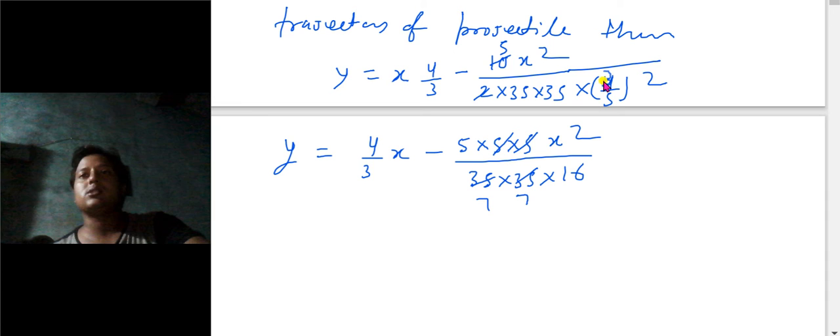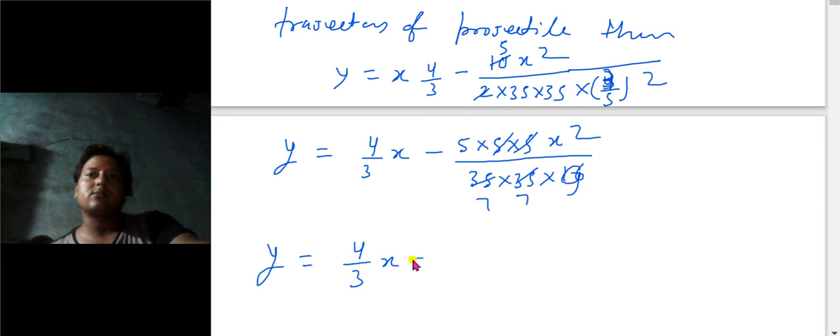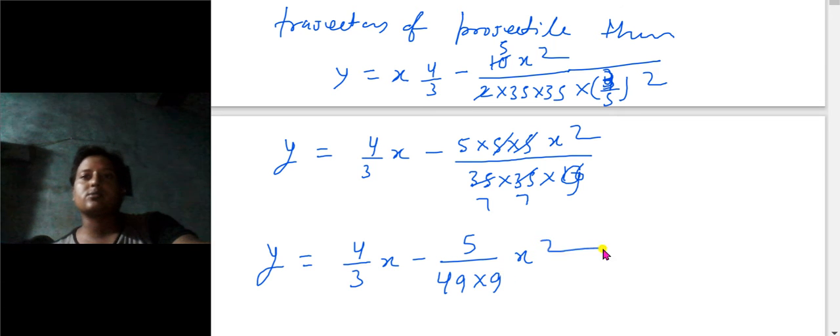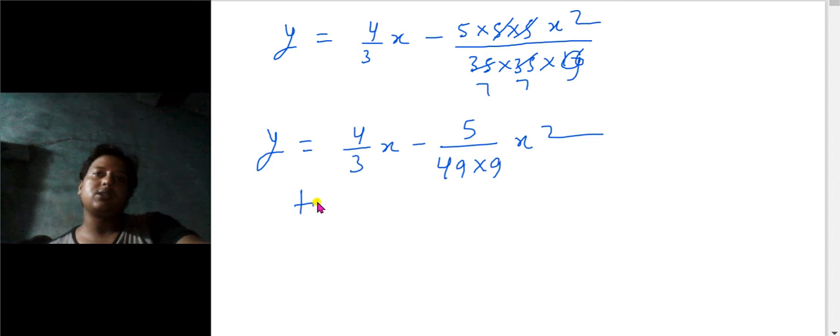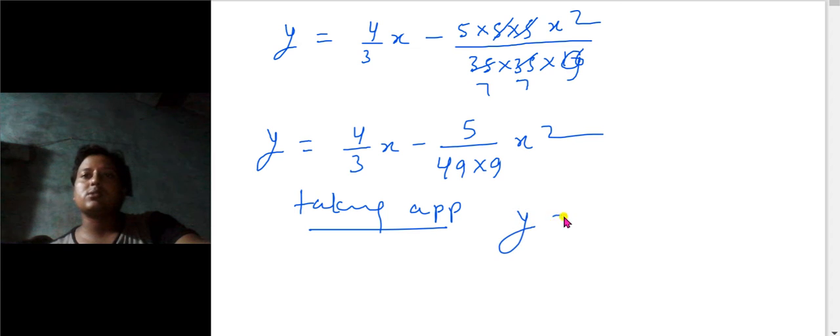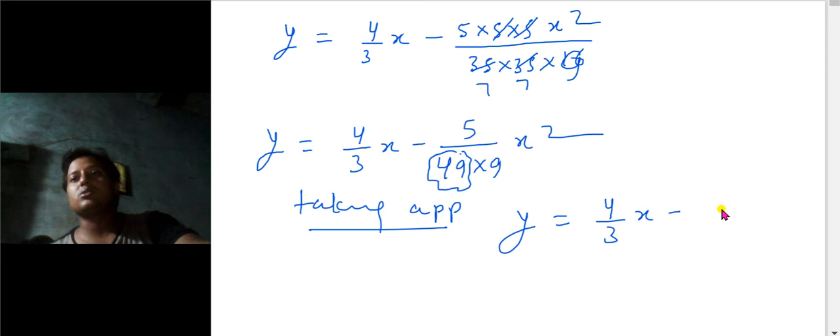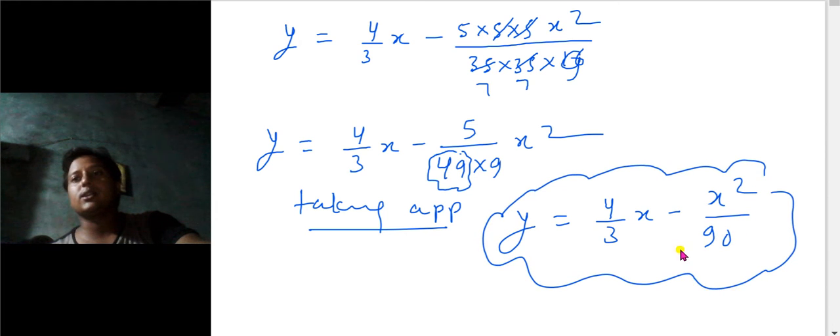cos 37 is 3 by 5. So this comes out to be 9. So y equals 4 by 3 x minus 5 over 49 multiply 9 x square. Taking approximation, y equals 4 over 3 x minus, this can be written as approximately x square over 90. This is an equation in y and x.